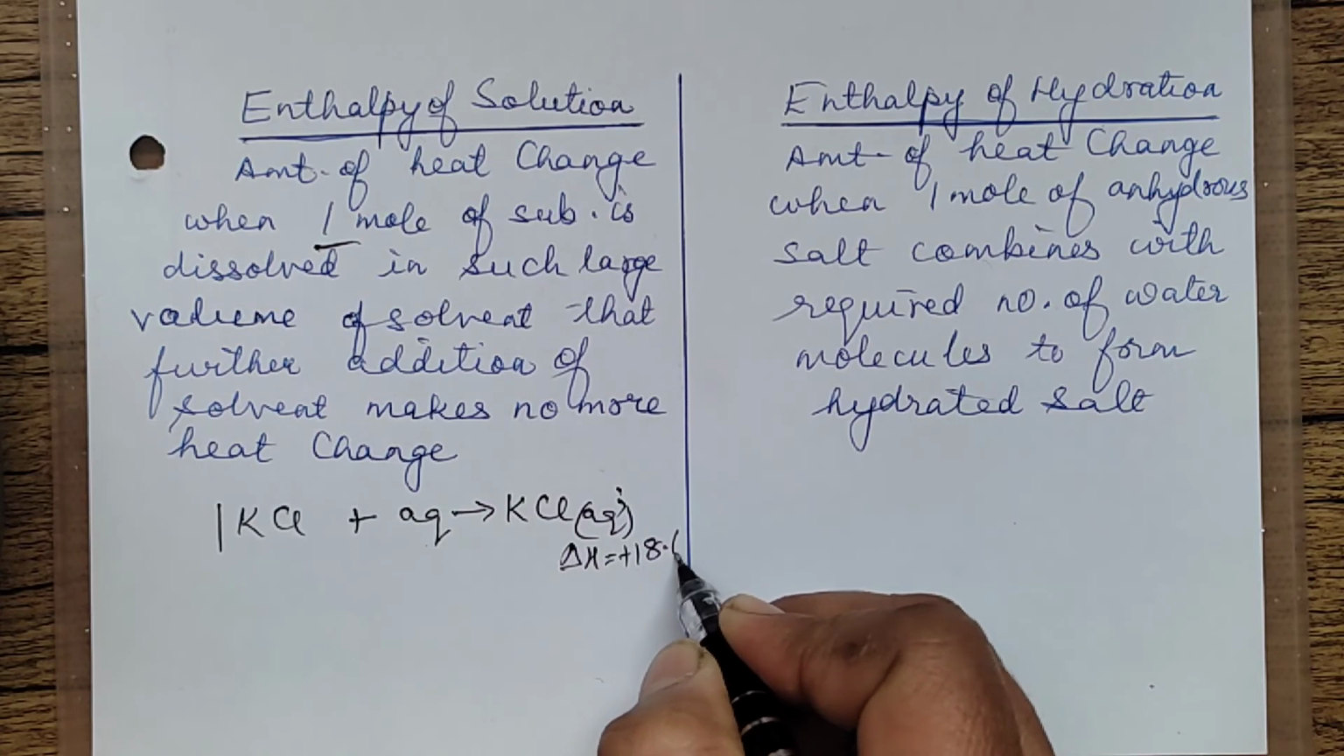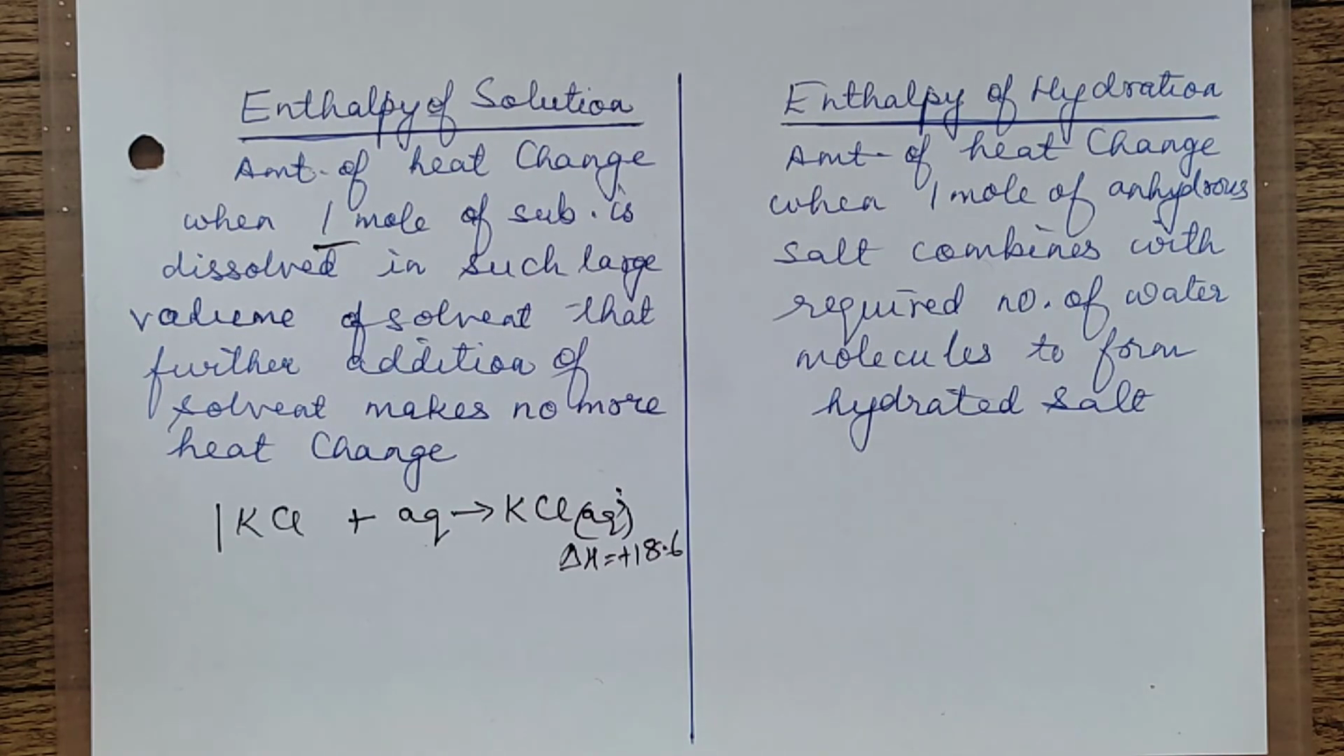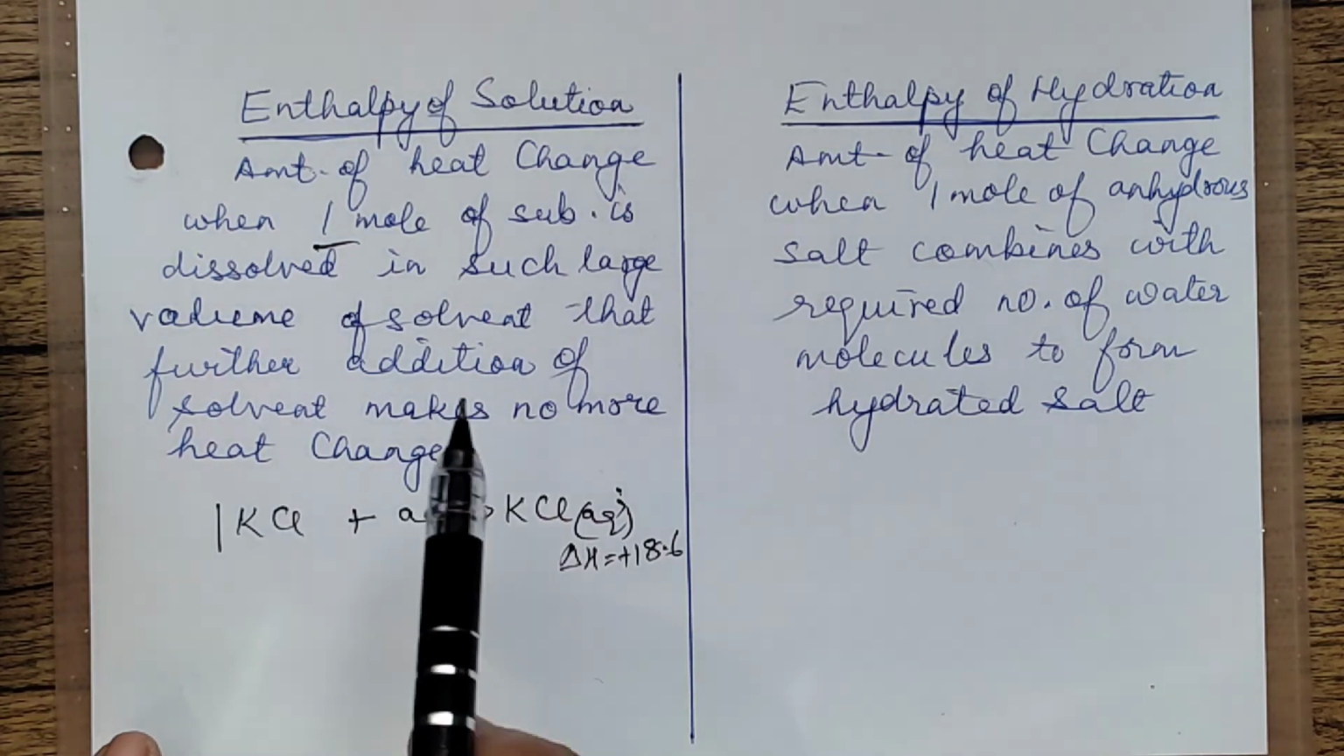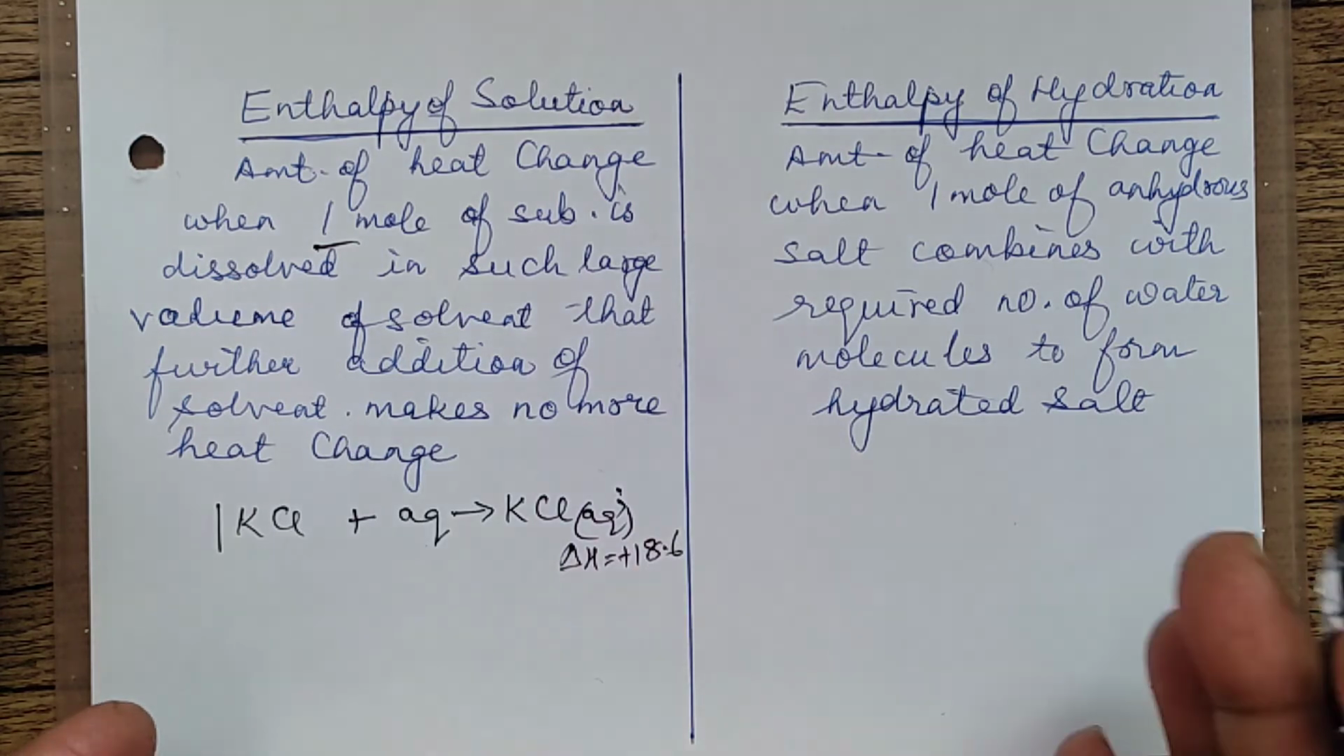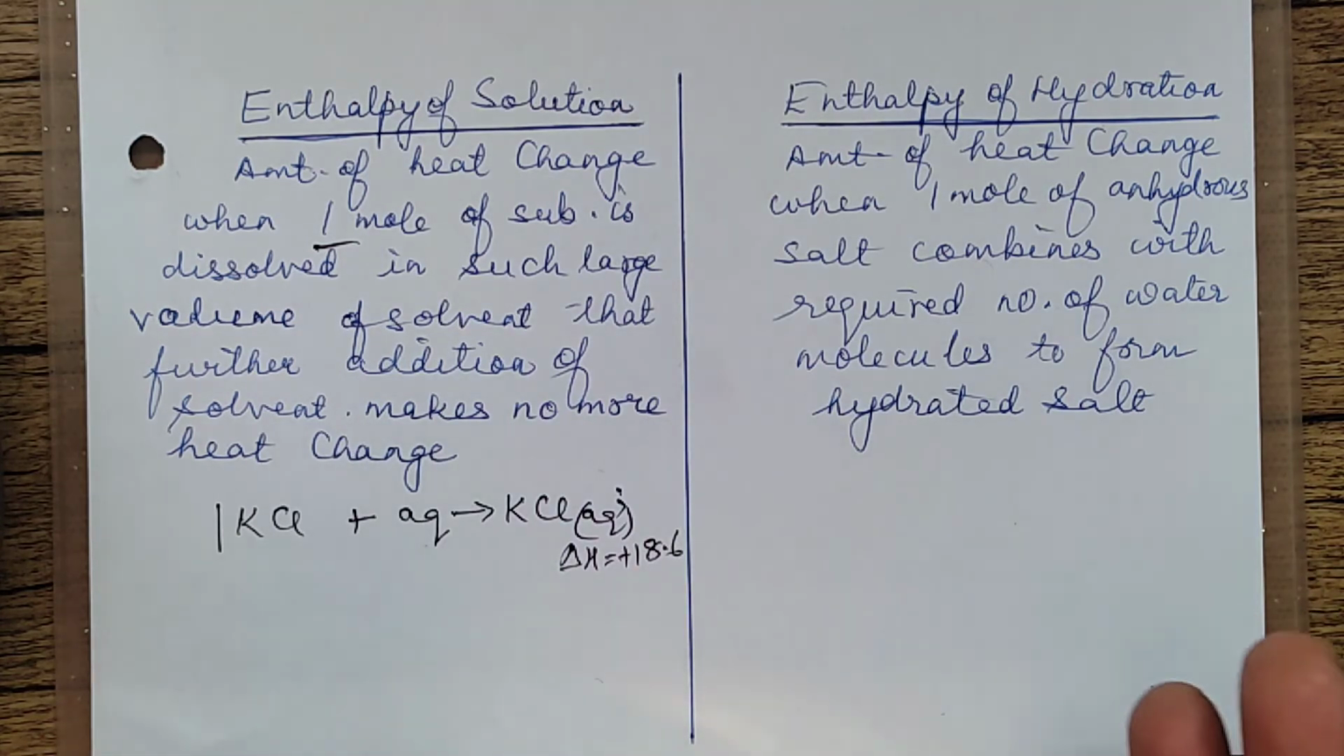This is an endothermic reaction, 18.6 kilojoules per mole. In certain cases, energy can be liberated also. But the concept is clear, I suppose. When you dissolve 1 mole of a substance in so much water that by further adding water, there is no heat change taking place.